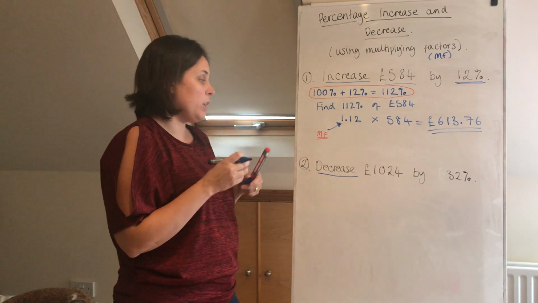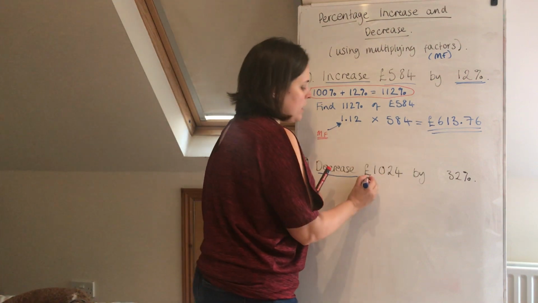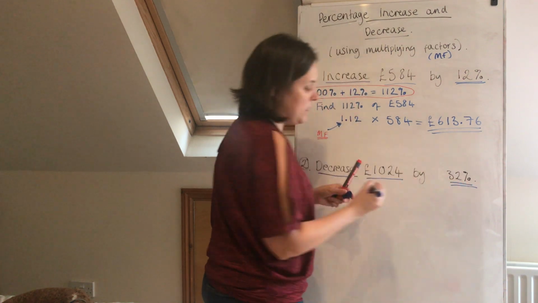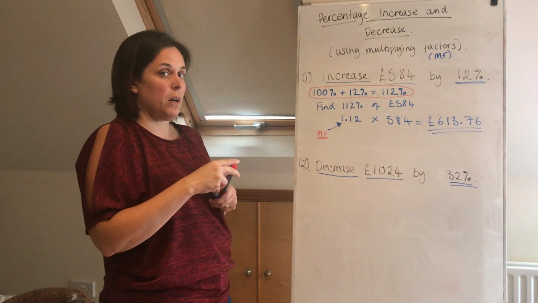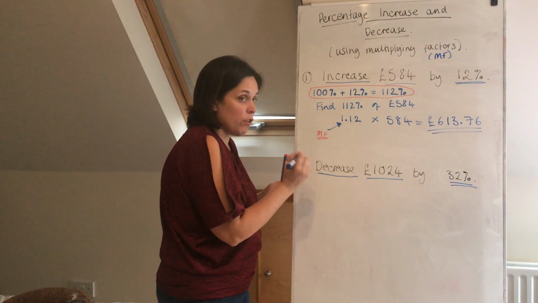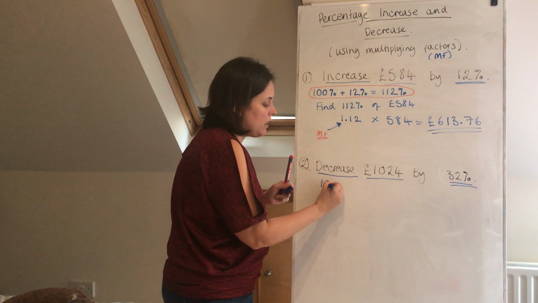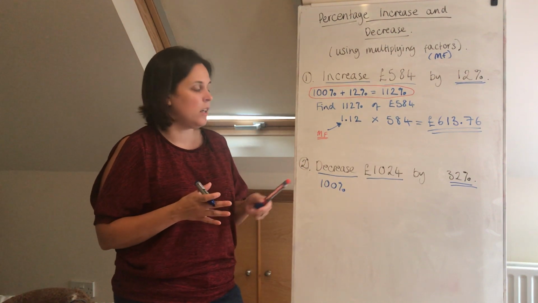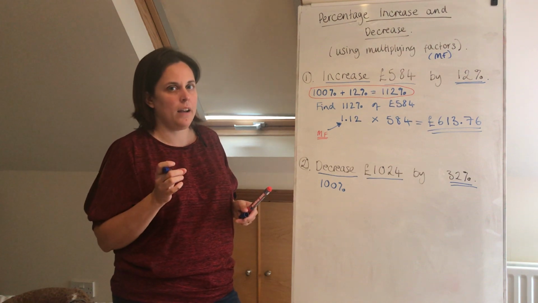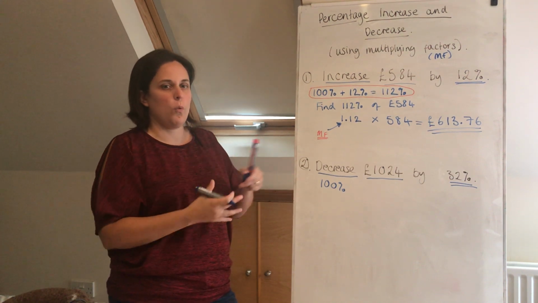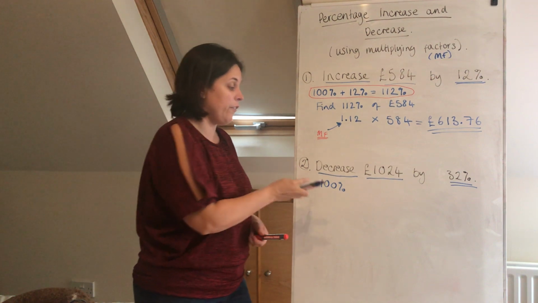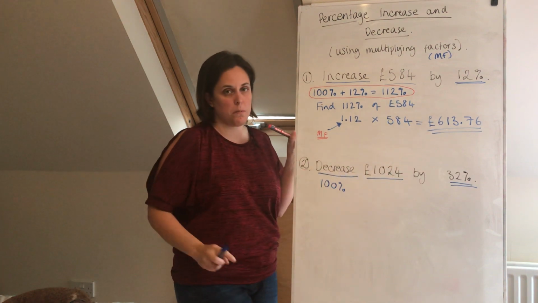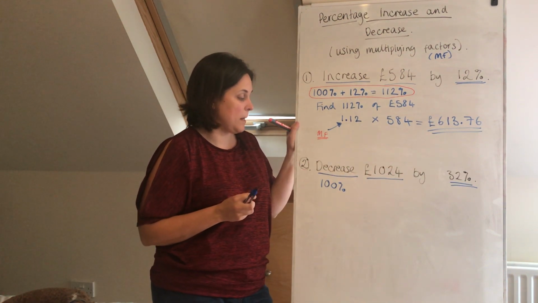So the next question then, we're going to do a decrease, and we're decreasing £1,024 by 32%. So we start off very much in the same way. Our original amount is always going to be 100%. Okay, so whatever in the question is the original amount, that's 100%. And just remember that, because sometimes questions are worded in a slightly different way. Sometimes you might have to find that percentage, okay? But in this case, we're told to decrease this by 32%. So that is our original amount, it's 100%.